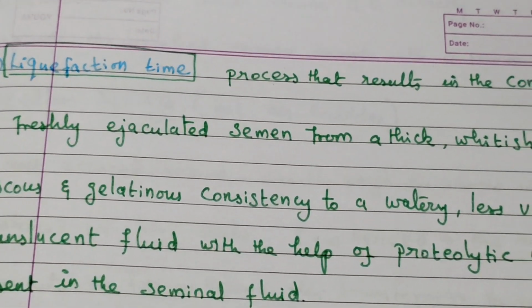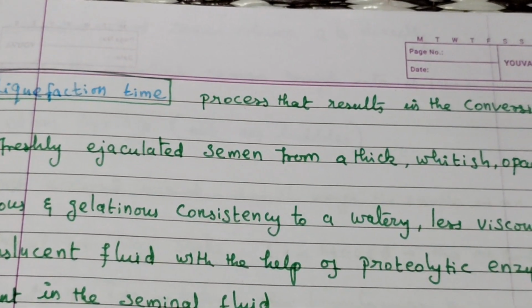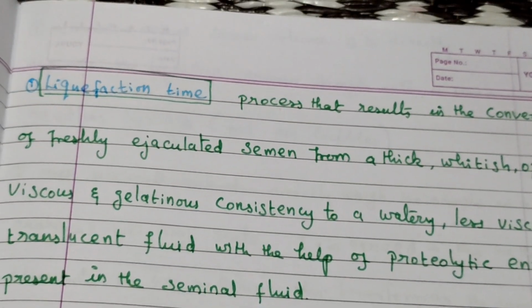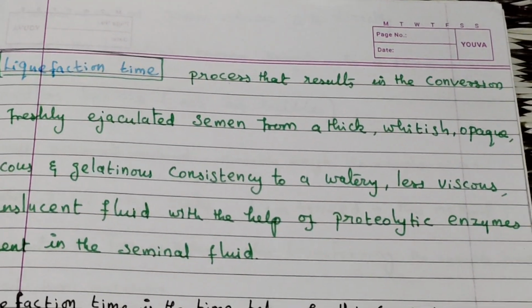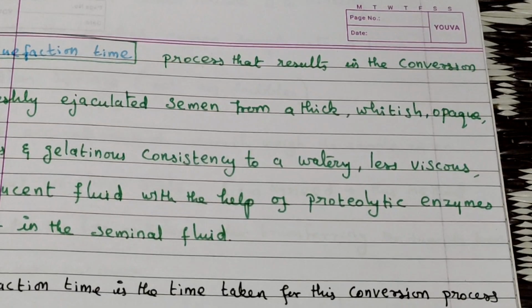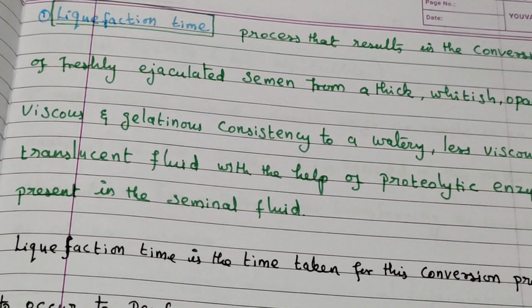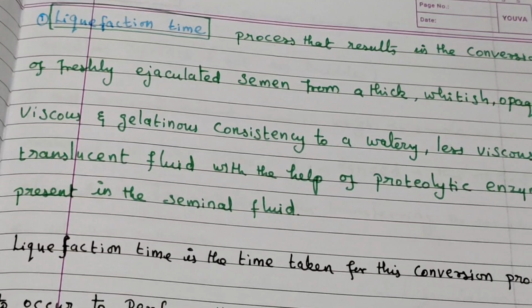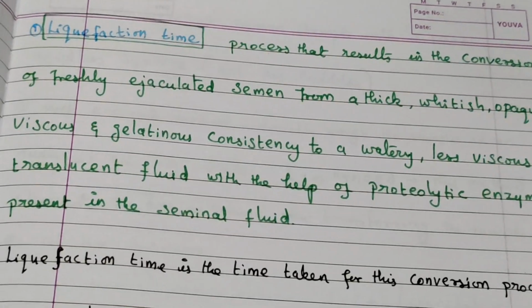The first and foremost parameter in semen analysis is the liquefaction time. Liquefaction of semen is the process that results in the conversion of freshly ejaculated semen from a thick, whitish, opaque, viscous, gelatinous consistency to a watery, less viscous, translucent fluid with the help of proteolytic enzymes present in the seminal fluid. Liquefaction time is the time taken for this conversion process to occur.